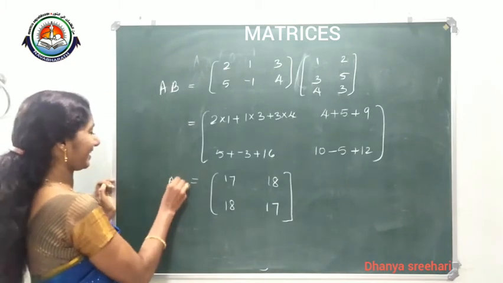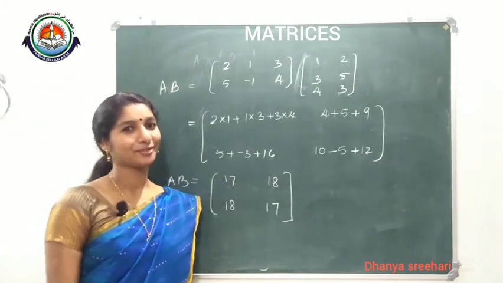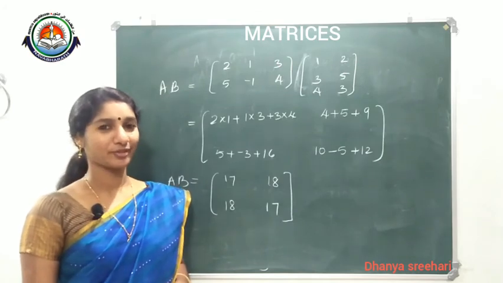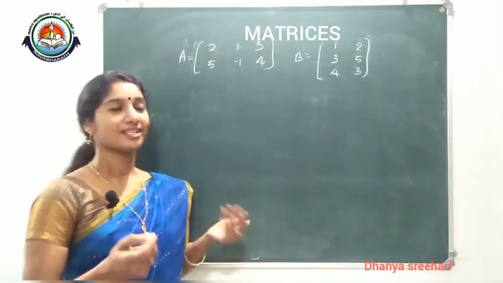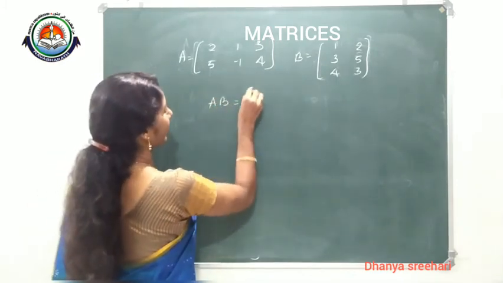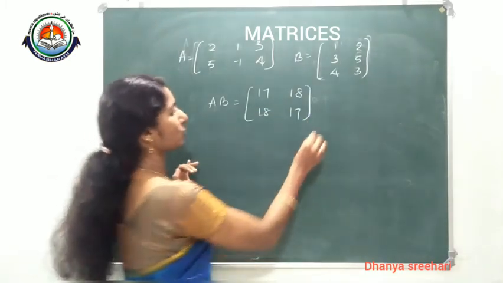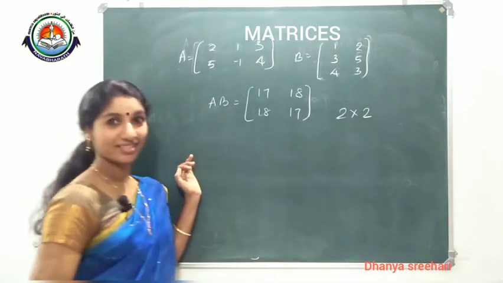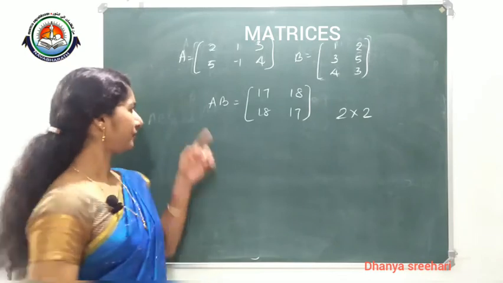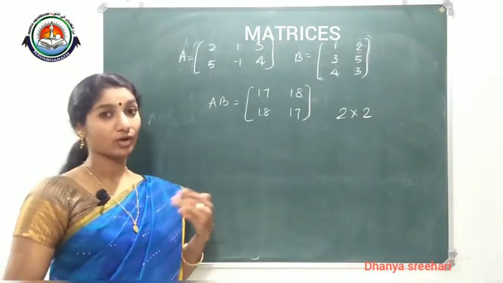Okay, so we are getting the product. Clear? So like this we will do the product of two matrices. Is it okay for you? So what we got? AB is equal to the matrix [17, 18; 18, 17]. We got a 2 by 2 matrix. What about BA? What do we mean by BA? We found AB, meaning the first matrix A we wrote and the second matrix B we wrote.